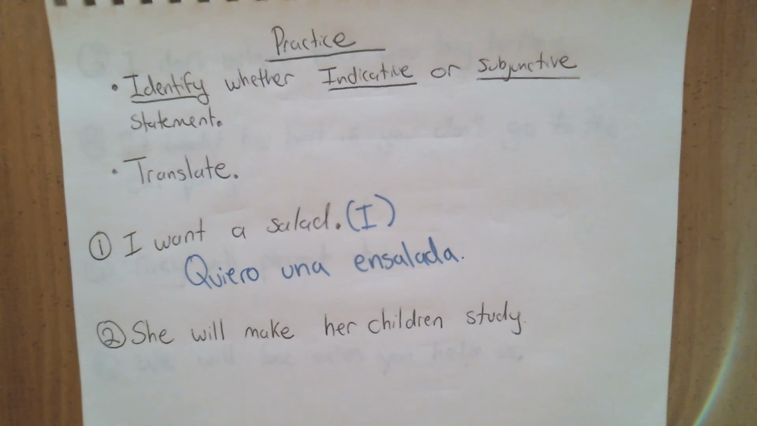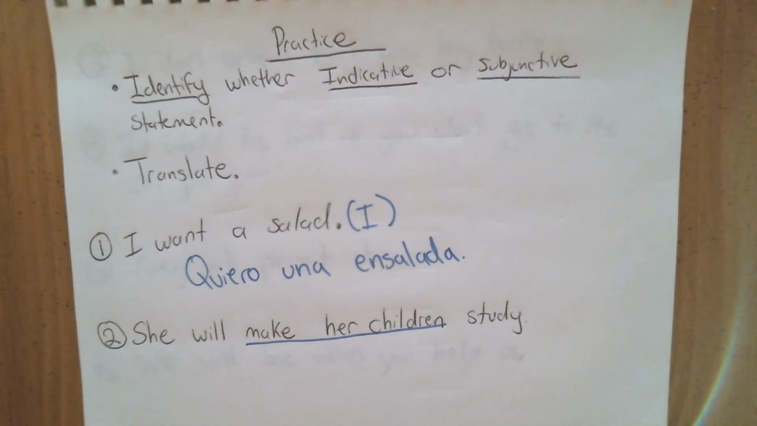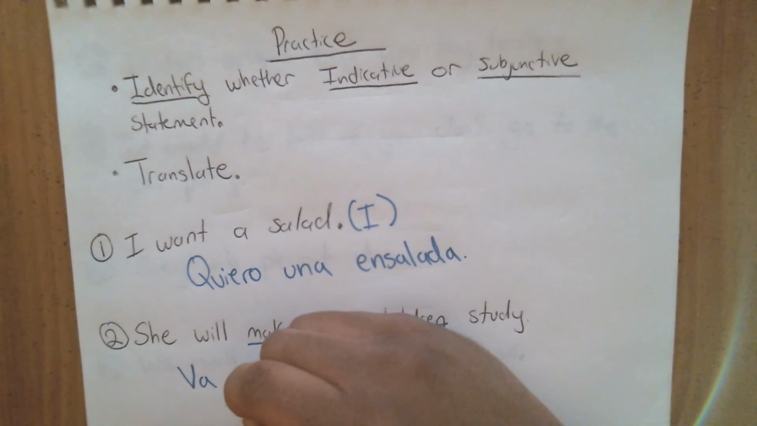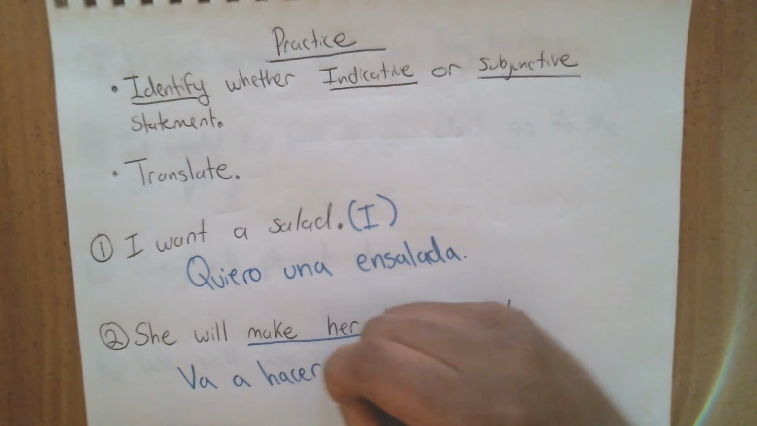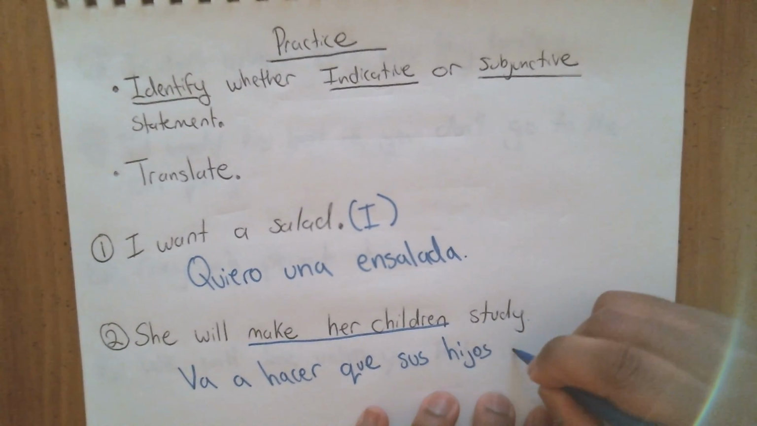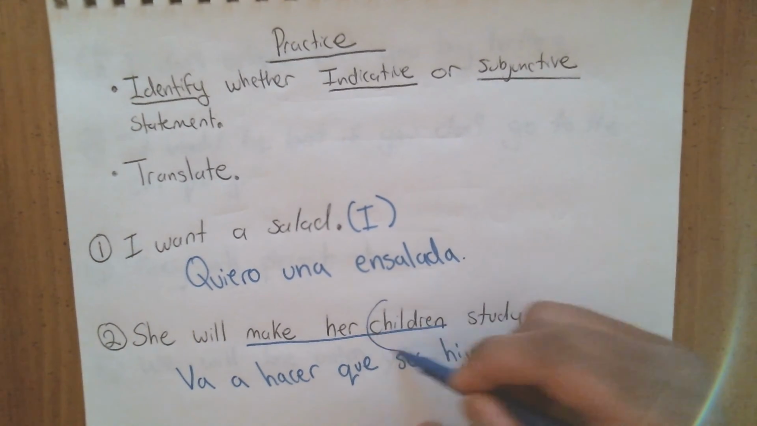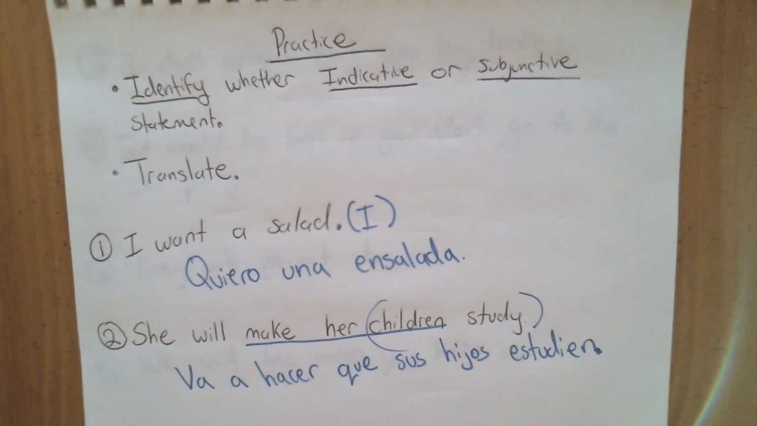How about this one? She will make her children study. Now, her children studying, do we have a subjunctive statement here? Yes, we do. Why? Because when you make someone else do something, that's an influence situation. So the boss is going to use an indicative verb, and the servant is going to use subjunctive. So, ella va a hacer que sus hijos estudien. Okay? Because whatever the person who's being bossed around does, that's going to be in the subjunctive.